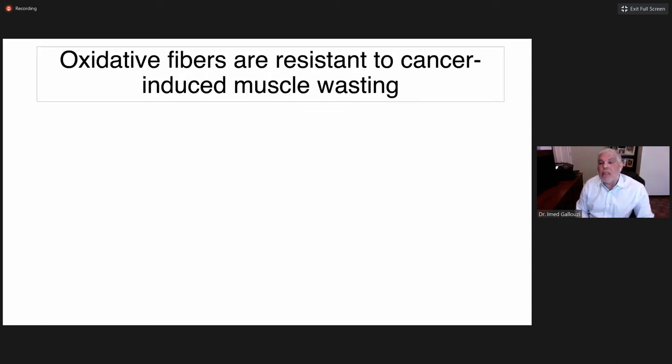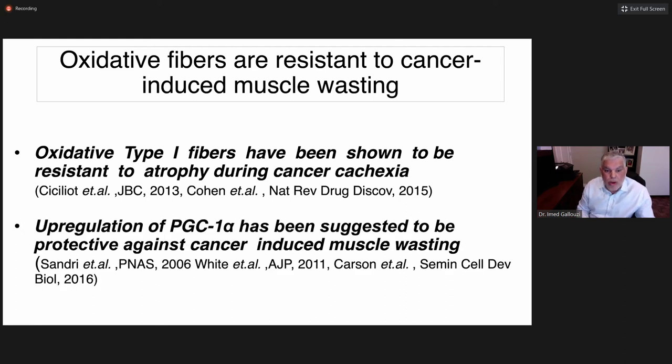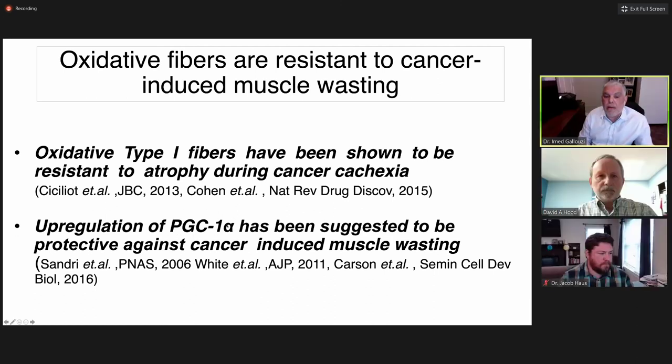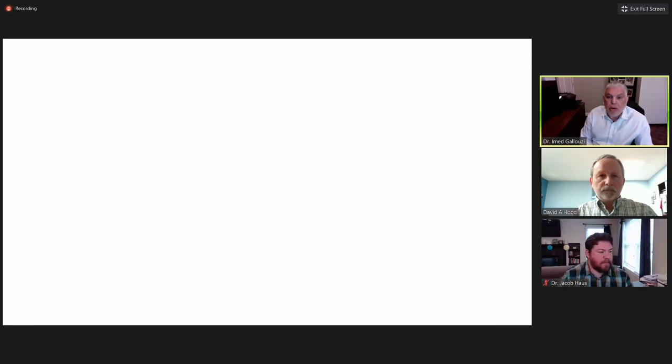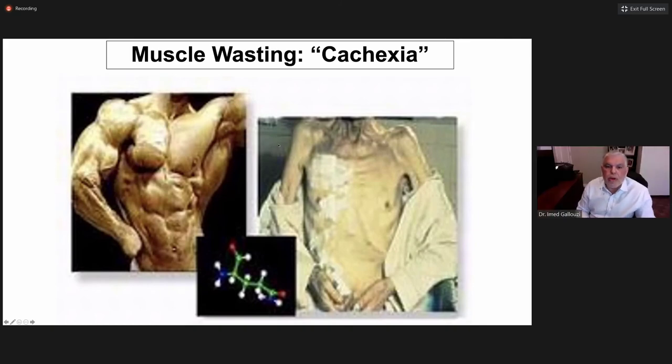The reason why we asked that question is because my lab has been interested in muscle wasting. One of the things we know in the field is that type 1 fibers are less prone to wasting under disease conditions such as cancer, as opposed to type 2. Also, elevated expression of PGC1 alpha protects against muscle atrophy or disease-induced muscle atrophy. That leads to a disease called cachexia, and 30% of cancer patients in general die by this disease.